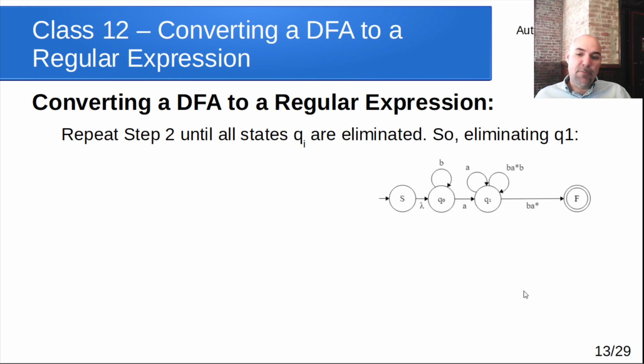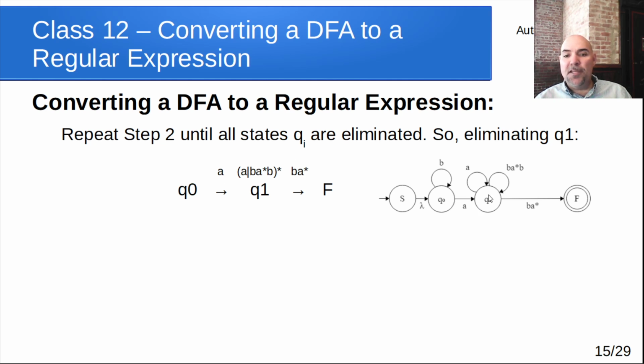So now we're going to repeat that, and we're going to eliminate another one. So let's eliminate Q1 this time. Notice Q1 only has one way in and one way out. In this case, it's going to be Q0 to Q1 on the way to F. So Q0 is an A coming in, so we're going to put an A there.